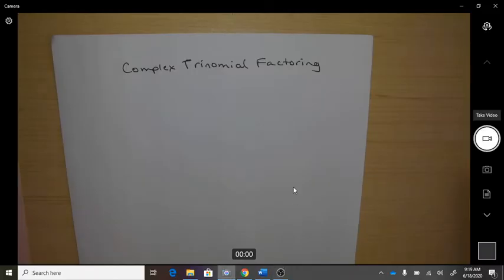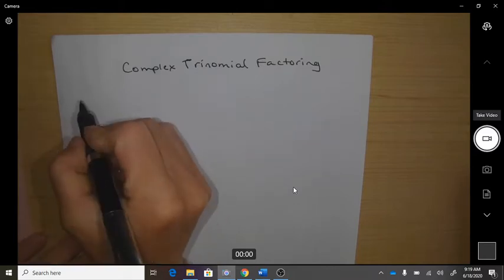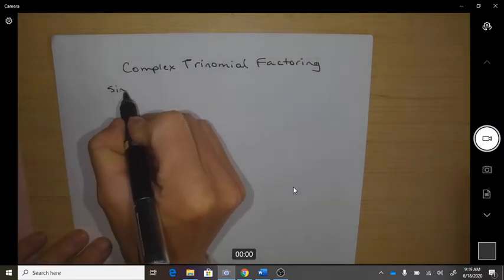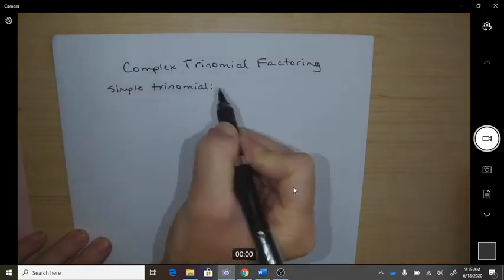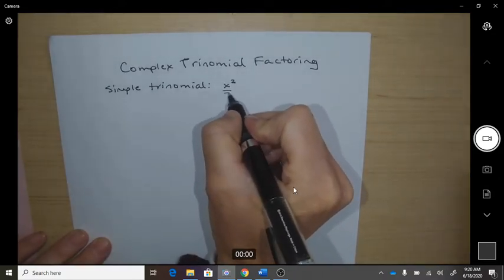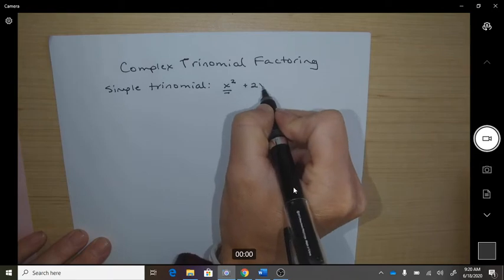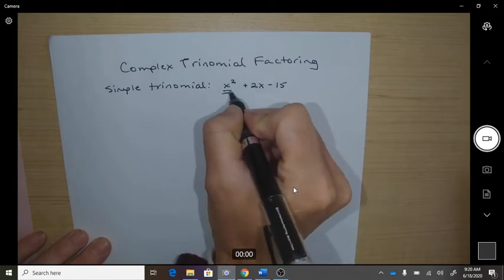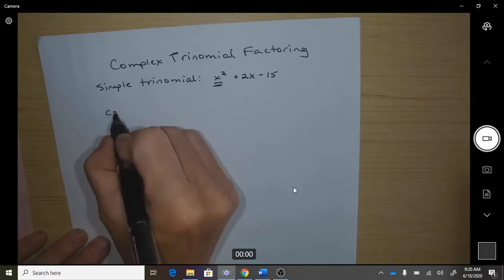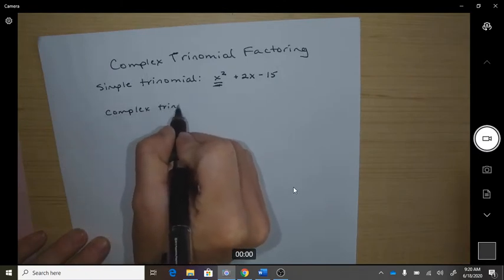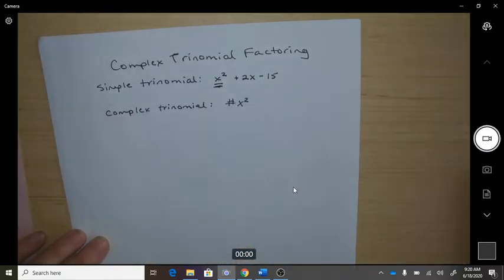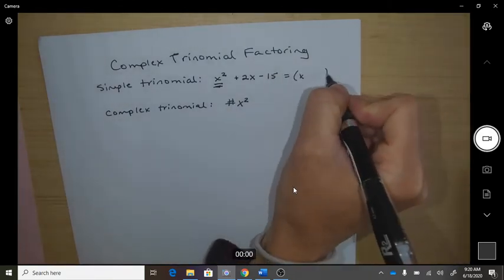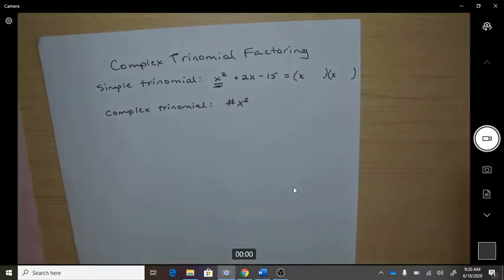Okay, today's lesson is complex trinomial factoring. So a simple trinomial is something we've done. When we talked about a simple trinomial, it starts with x squared. Okay, so complex trinomial, the difference between a simple and complex is that it's going to have a number in front of the x squared. So when we factor these ones, they've got two x's at the start.